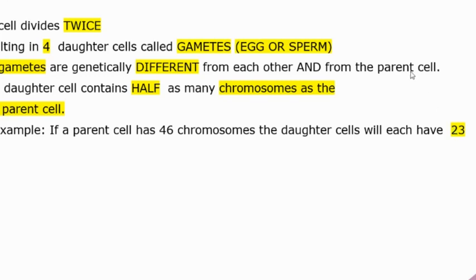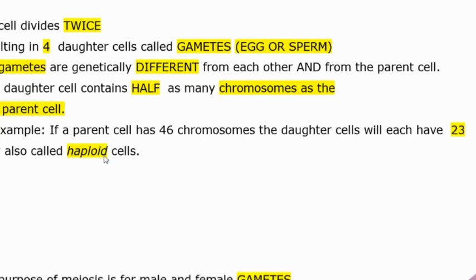So in meiosis, the end result gives you cells that contain half the information, which is why they are called haploid cells, as in half. In mitosis, the daughter cells are diploid cells, double. But in this situation, the sperms or the ovums only contain half the chromosomes.